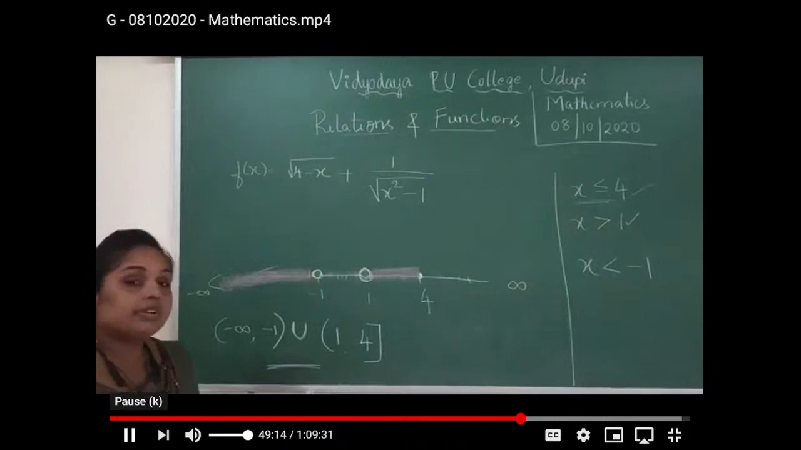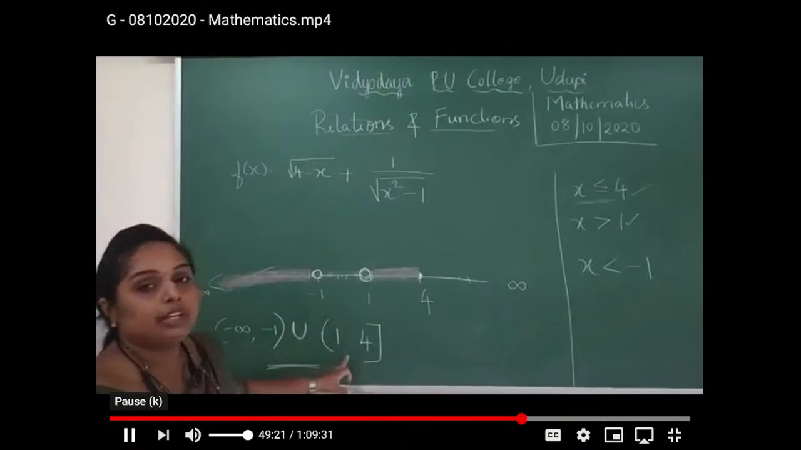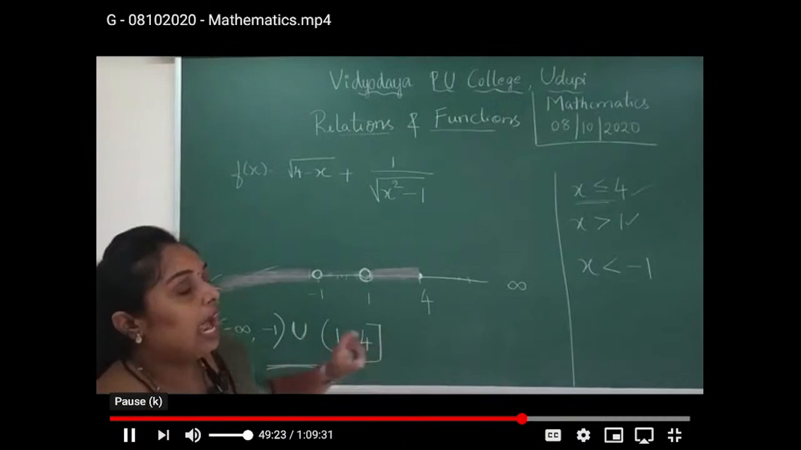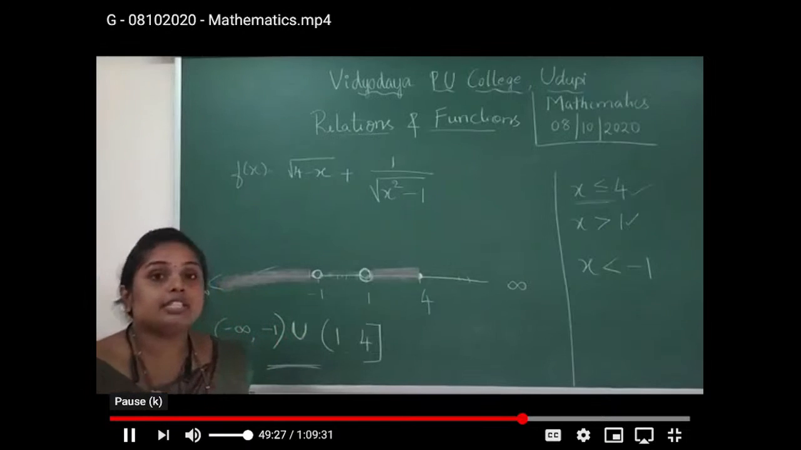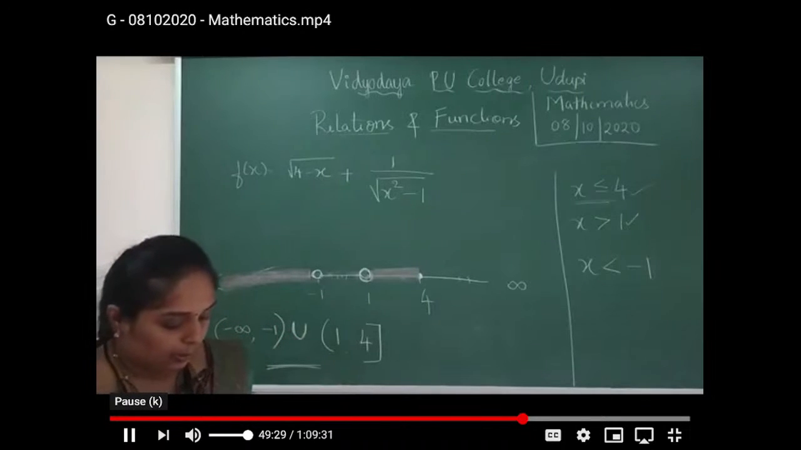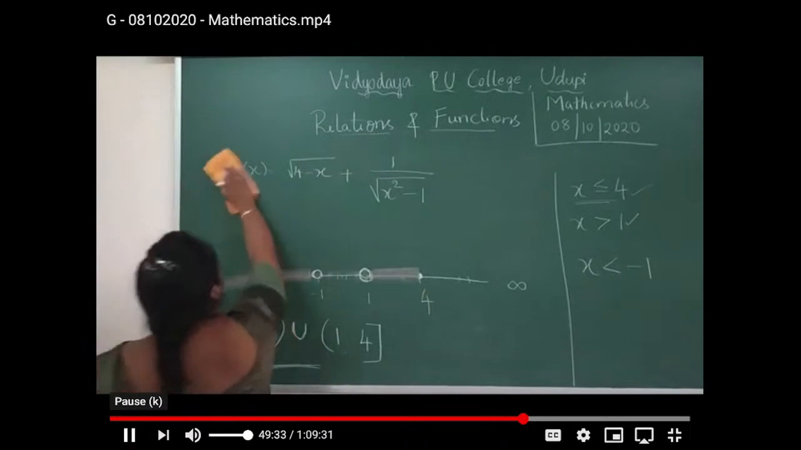So here the first option is minus infinity to minus 1, open interval, union, open interval 1 to 4, closed interval. And about those intervals, you must be very thorough. You have studied them in the first chapter itself. You go to the next one, minus 1.